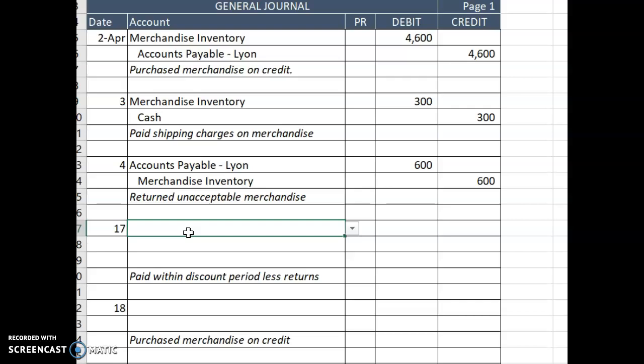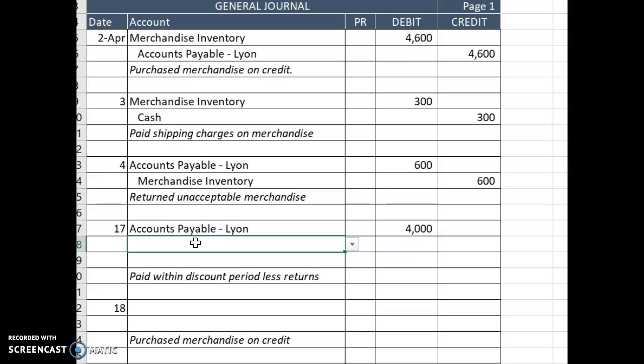On April 17th, we sent a check to Lion Company for the April 2nd purchase, net of the discount and the returned merchandise. So on April 17th, we know we're going to reduce accounts payable, right? Well, what is left in accounts payable is this 4,600 that we started with minus the return of 600. So we have $4,000 that we're reducing the accounts payable by, and we did pay it within the discount period. Remember, our discount was 2% within 15 days.